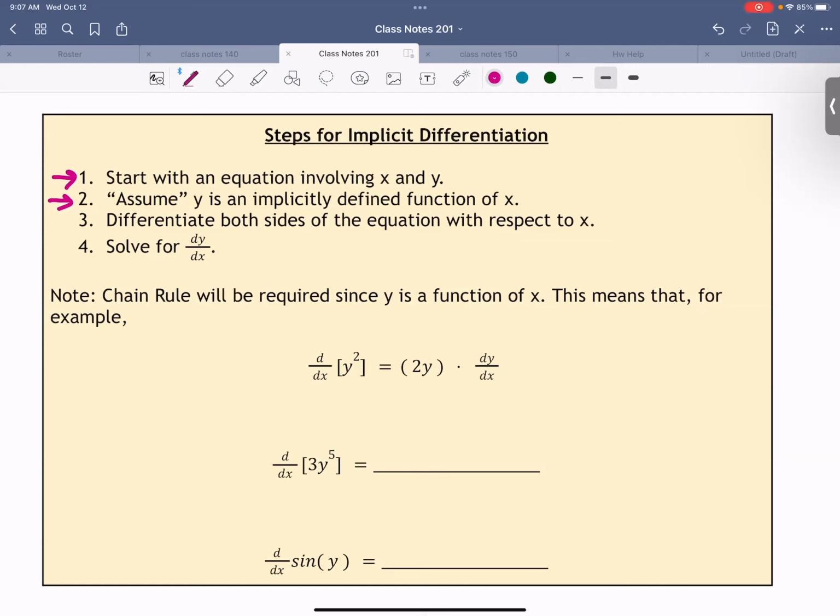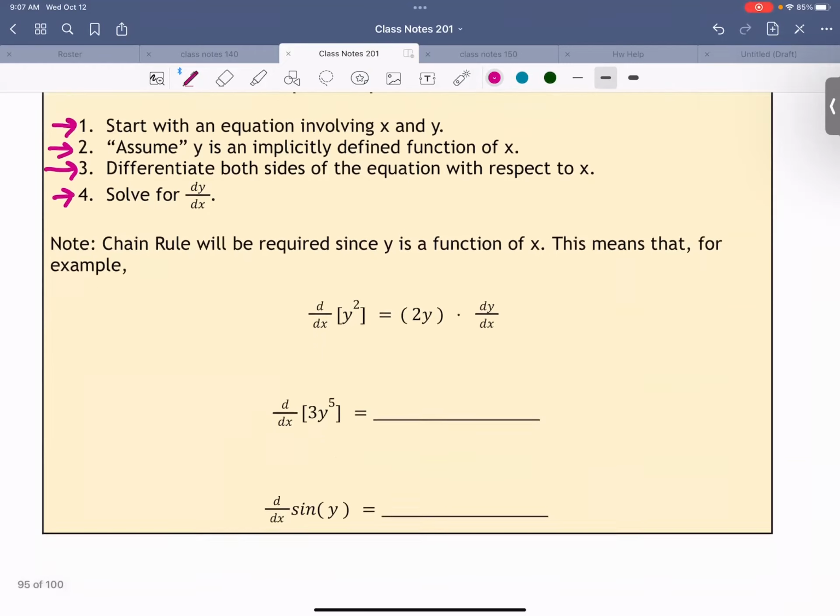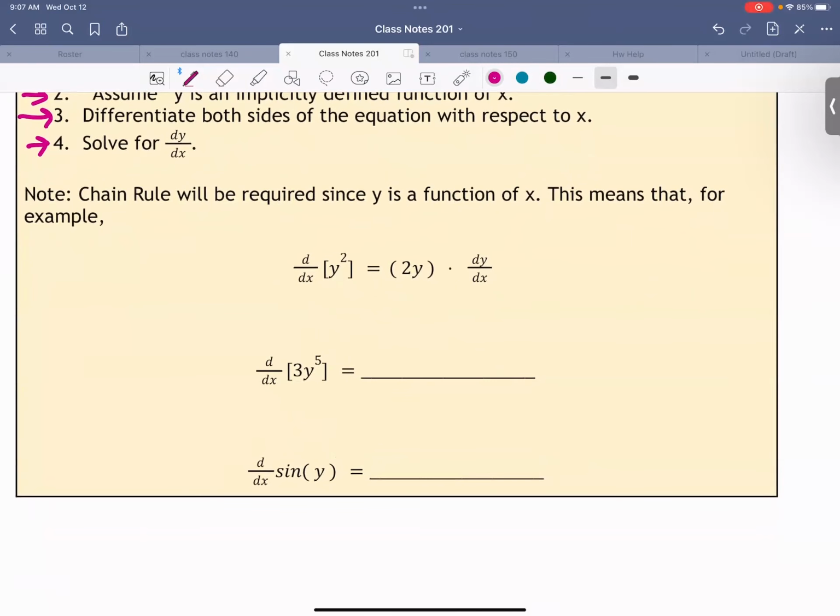The third step is we're going to differentiate both sides of the equation with respect to x. Okay, and this is going to involve the chain rule, and I'll show you how. And then finally, we're going to get dy/dx. So that's what we want to find. Now, that might not make any sense because it's very abstract. Let's do a few small examples of how the chain rule would be required.